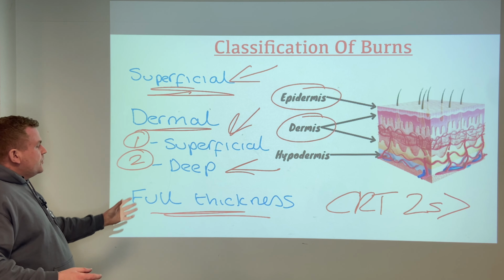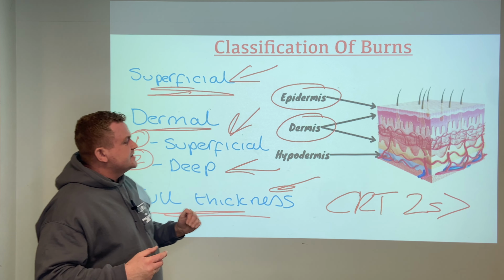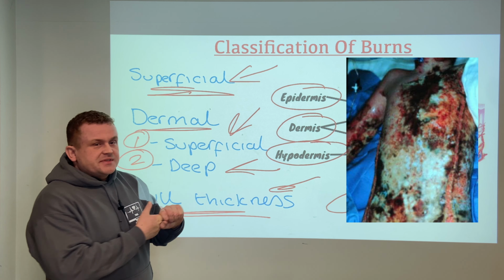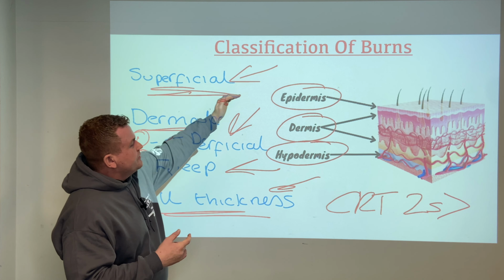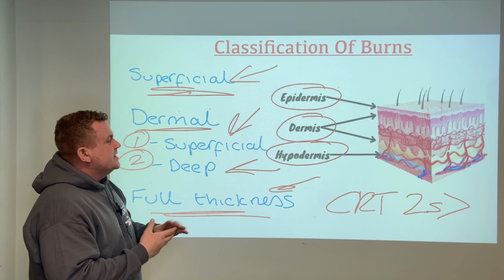Now the last one, we have the full thickness. This is where the burn has penetrated all the way through all the layers of the skin. Appearance wise, it can be white and waxy, sometimes with some charring on there as well, and they can look quite leathery. Because it's gone through all the layers of the skin, they're normally painless because all the nerve endings have been damaged.